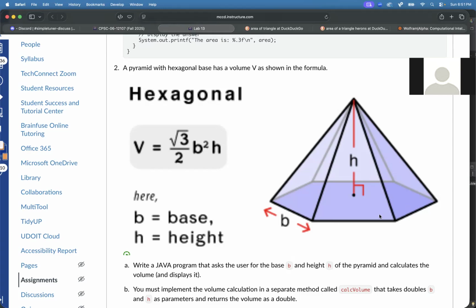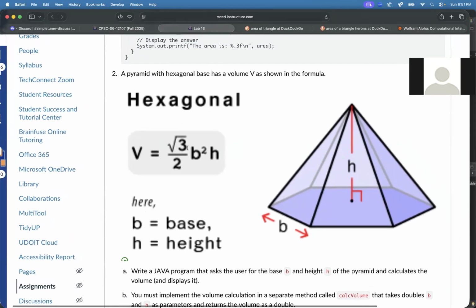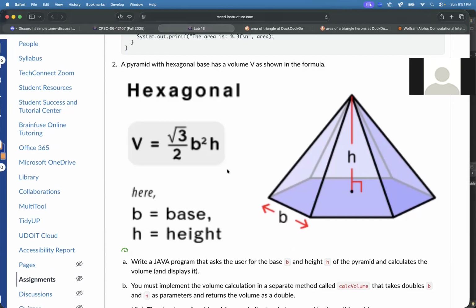Sounds complicated, but the thing is that we're not really thinking about what the formula should be for this, right? We don't have to because the formula for this is printed right here. You're going to input the base and you're going to input the height, and then we plug them into the formula, and it's just going to calculate the volume. So really, this is very similar to the previous problem. It's just that it needs to be modified for this case, right?